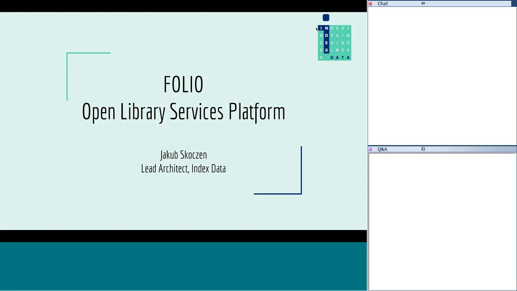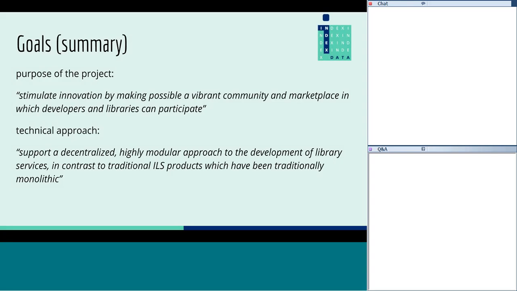All right, so let me get started. Just to summarize the goals, the purpose of the project is to build a community and a marketplace for library services. And the technical approach that we have needs to support that. So we're building a highly decentralized modular system where you can provide different services, vendors and smaller developers will be able to provide services, and libraries will be able to approach the system in a pick and choose fashion where they can select the services they want to run.